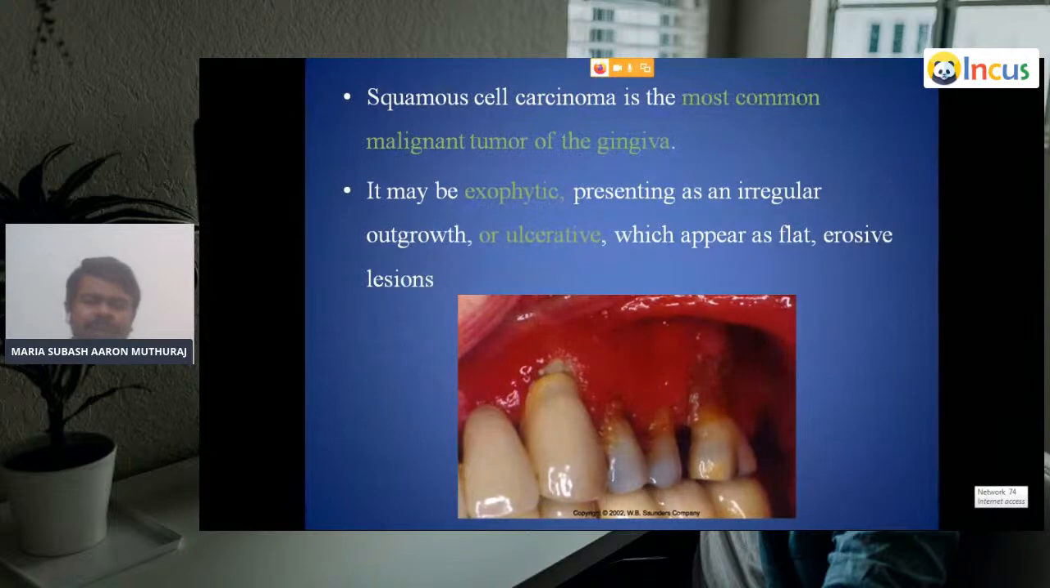It commonly involves the gingiva. It will present as an exophytic lesion, an irregular outgrowth, or sometimes as an ulcerative lesion, which appears as a plaque erosive lesion.